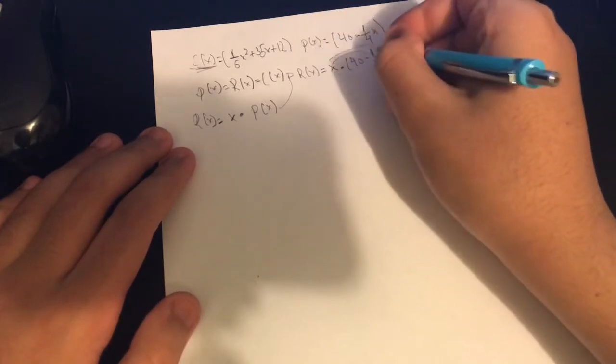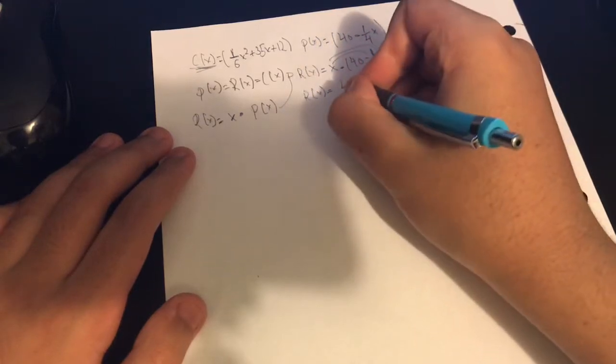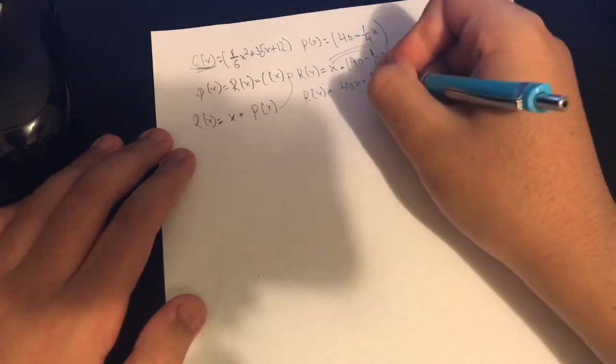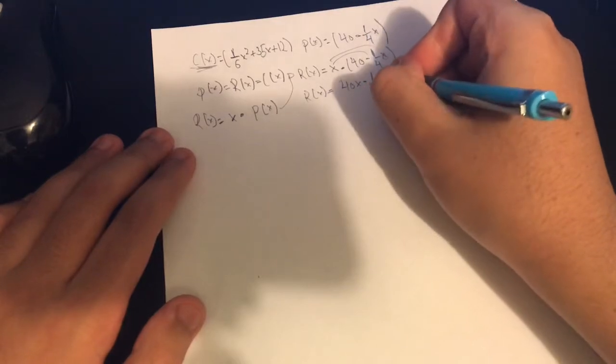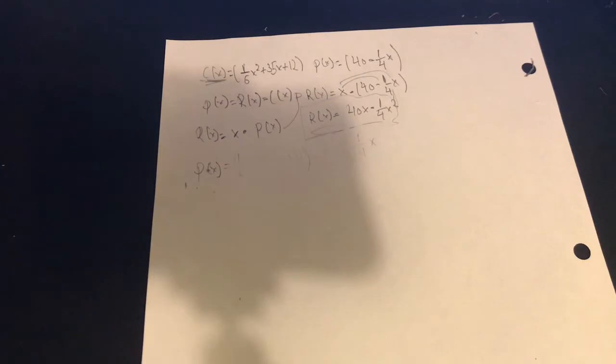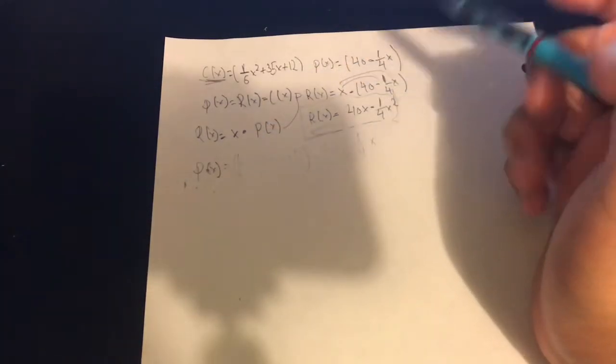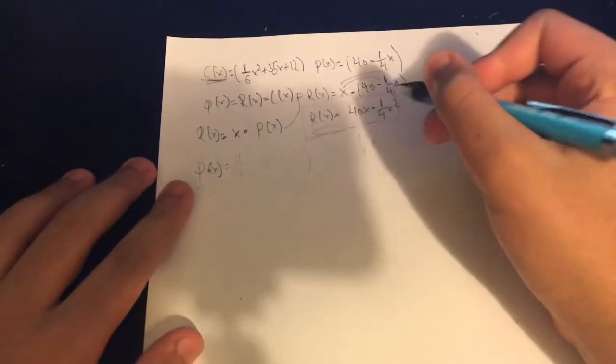We can distribute the x here. R of x is equal to 40x minus 1 over 4 x squared. So that's the equation for the revenue. What we're going to do right now is get the equation of the profit. So profit is equal to revenue minus cost. The revenue equation, we have it here.